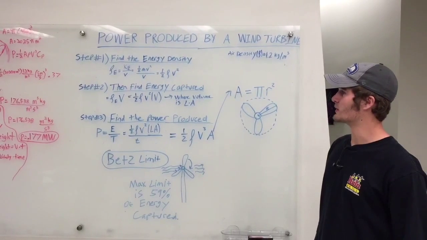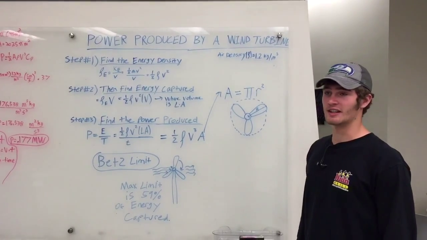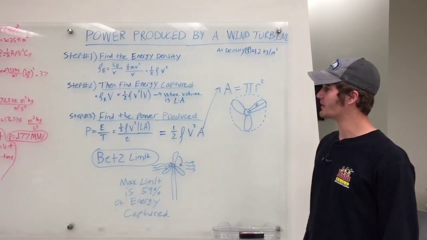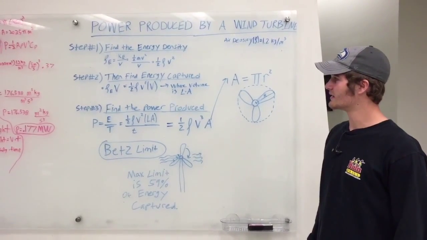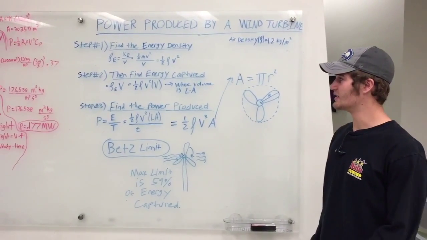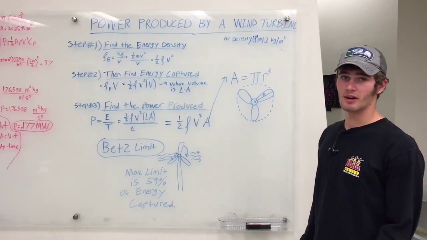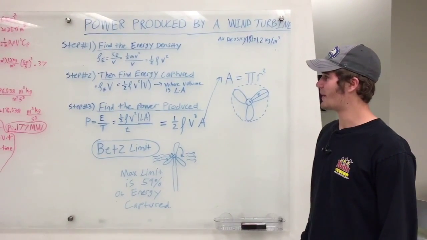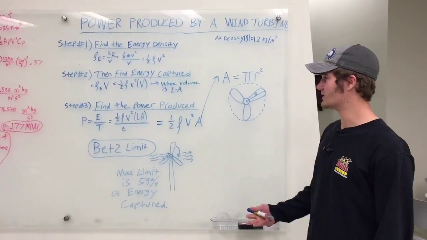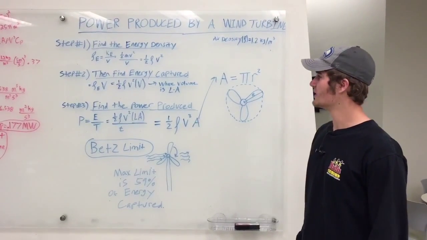The power produced by a wind turbine, and this is in an energy lens. So the first step is to find the energy density of the air, and that is just the kinetic energy divided by volume, because density is mass divided by volume. So you get 1/2 mass times velocity squared divided by volume, which gives you 1/2 rho, which is density, times velocity squared.